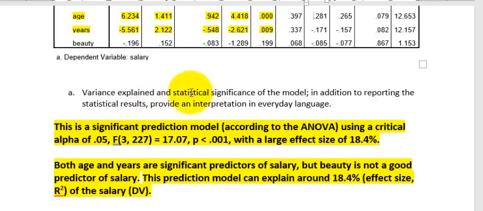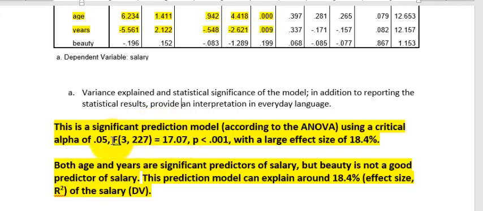Variance explains statistical significance of the model. Okay, so he's not addressing any of the assumptions yet. So there was a significant regression model, according to the ANOVA, and we just write it up like this. Using a critical alpha of 0.05, F(3, 227) = 17.003.